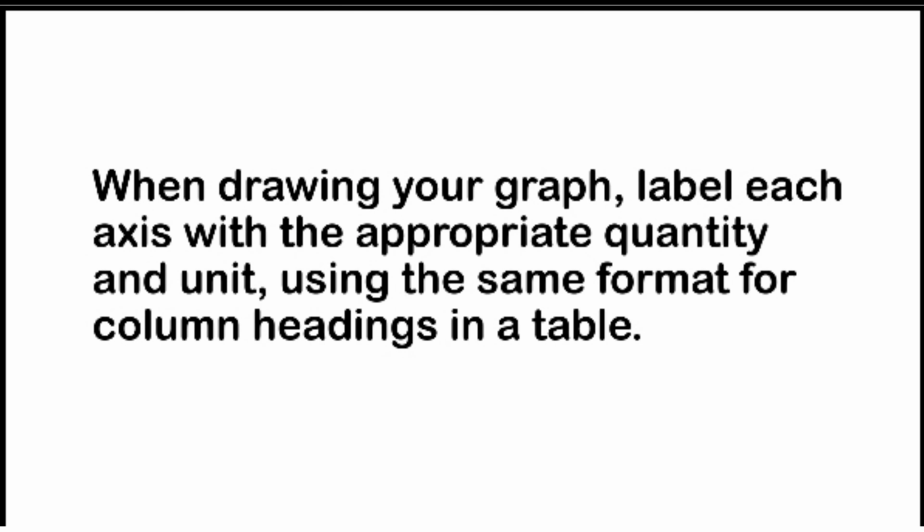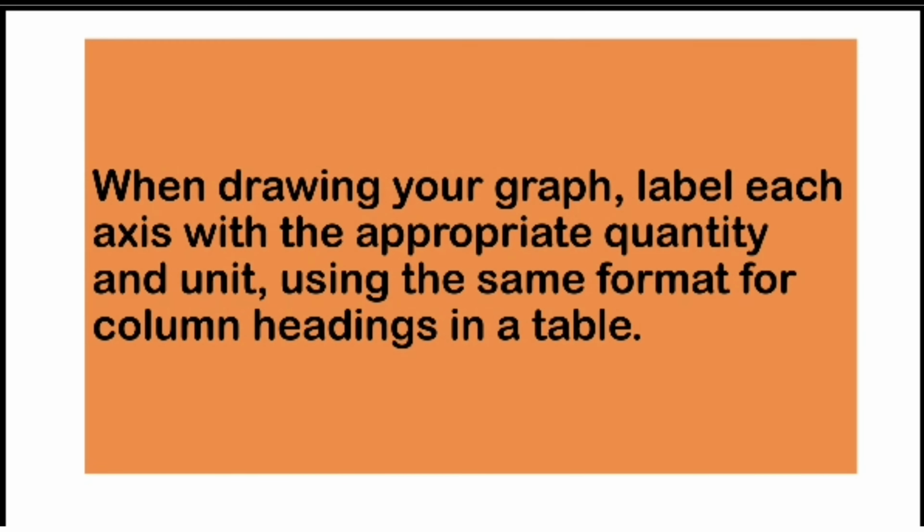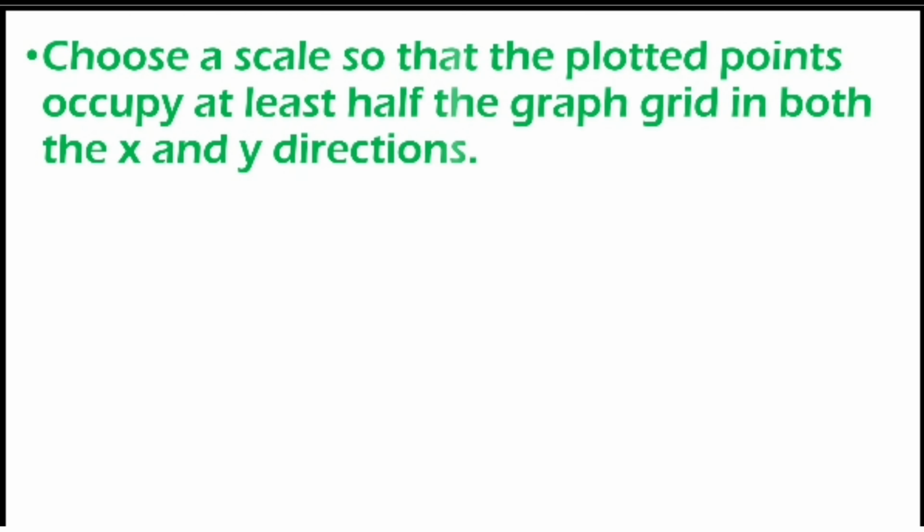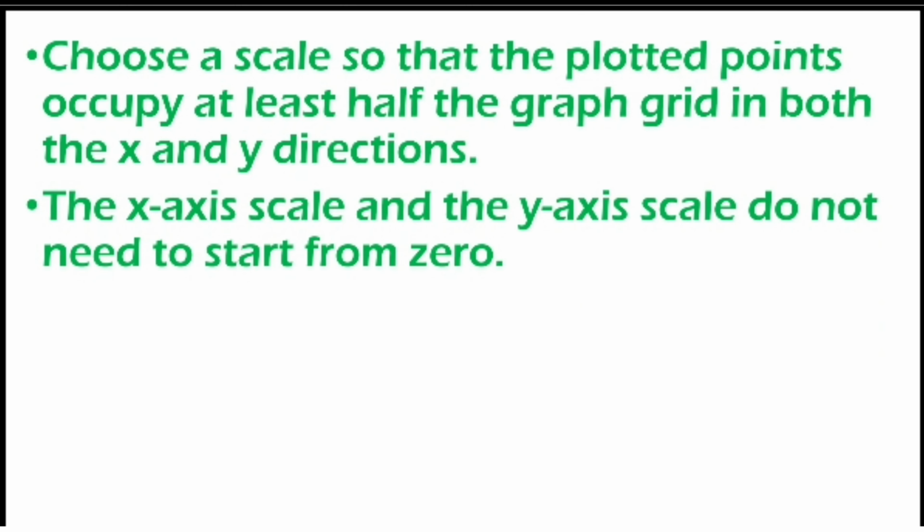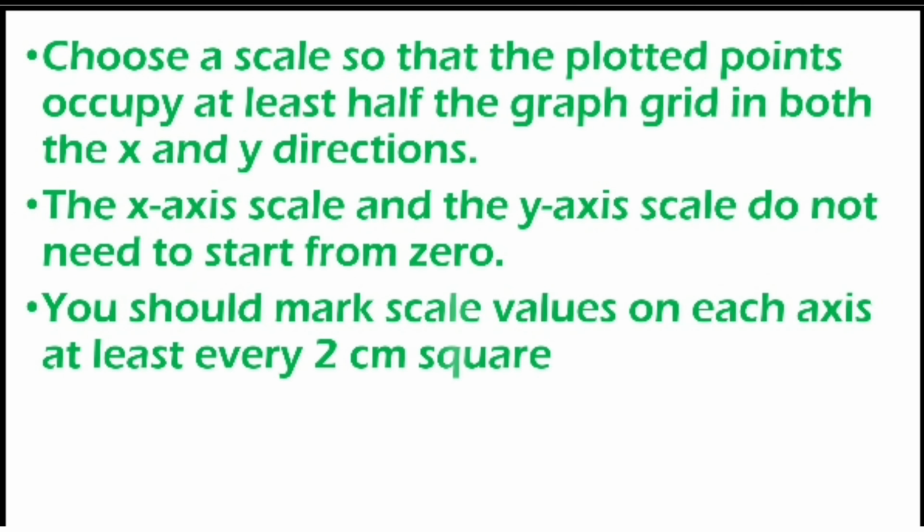When drawing your graph, label each axis with the appropriate quantity and unit using the same format for column headings in a table. Choose a scale so that the plotted points occupy at least half the graph grid in both the x and y directions. The x-axis scale and y-axis scale do not need to start from 0. You should mark scale value on each axis at least every 2 cm square.